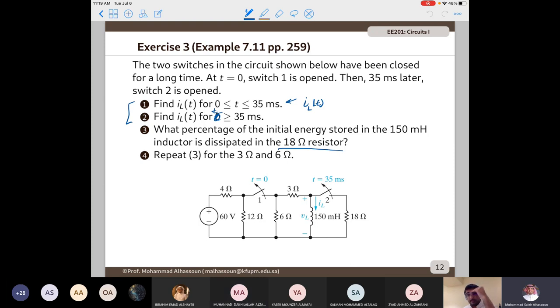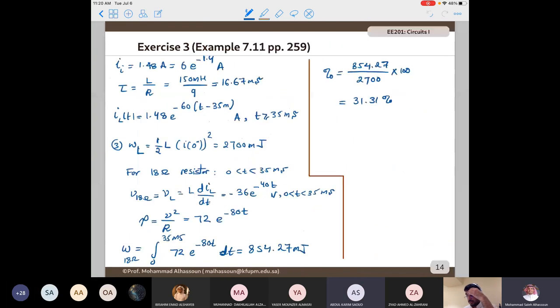Karim? Yes, doctor. Could you go back to the solution? Back to the next page, please. Yes, I did not understand how we said the initial current was 6. Why did we not put a zero, and the energy equal half...? The initial current was 6. Yes, this is i at t equals zero negative. Just minus. Sorry, I did not see it. Thank you.